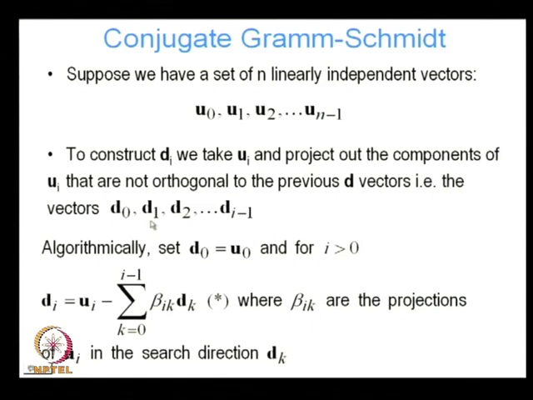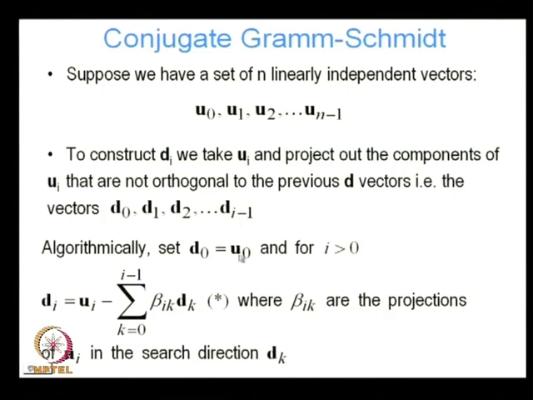So, to construct di, we take ui and project out the components of ui that are not orthogonal to the previous d vectors, right. Those which have components along the previous d vectors, I remove, and the previous d vectors meaning the vectors d0, d1, d2 to di minus 1, right, and whatever is left is assured to be orthogonal to all these vectors d0, d1, d2, di minus 1.